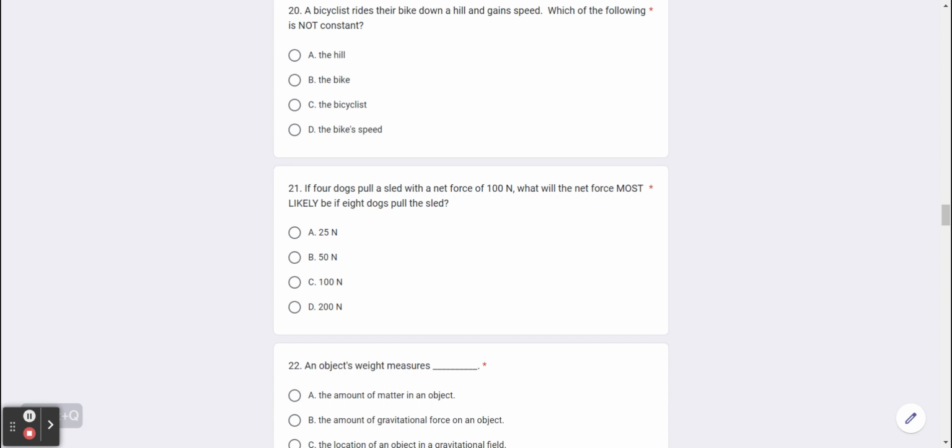21. If 4 dogs pull a sled with a net force of 100 newtons, what will the net force most likely be if 8 dogs pull the sled? A, 25 newtons, B, 50 newtons, C, 100 newtons, D, 200 newtons.